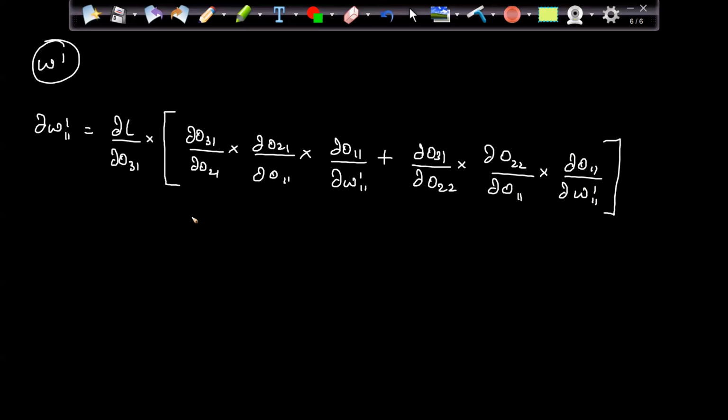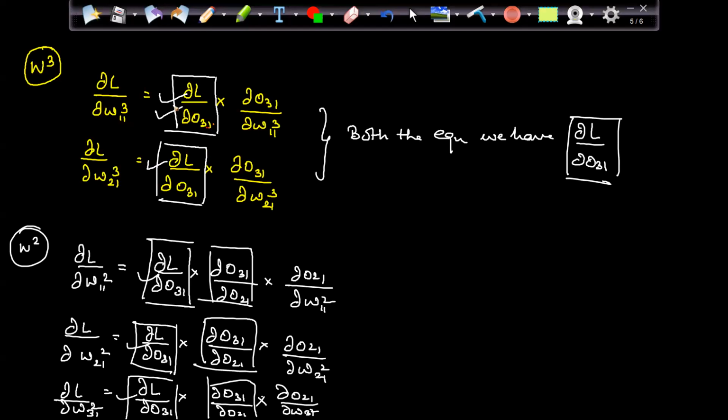This is my equation. And in the same way we'll have equations for ∂W211 and ∂W311, right? This will be 1, 2, and this will be 1, 3. Okay, so I can have the equation.